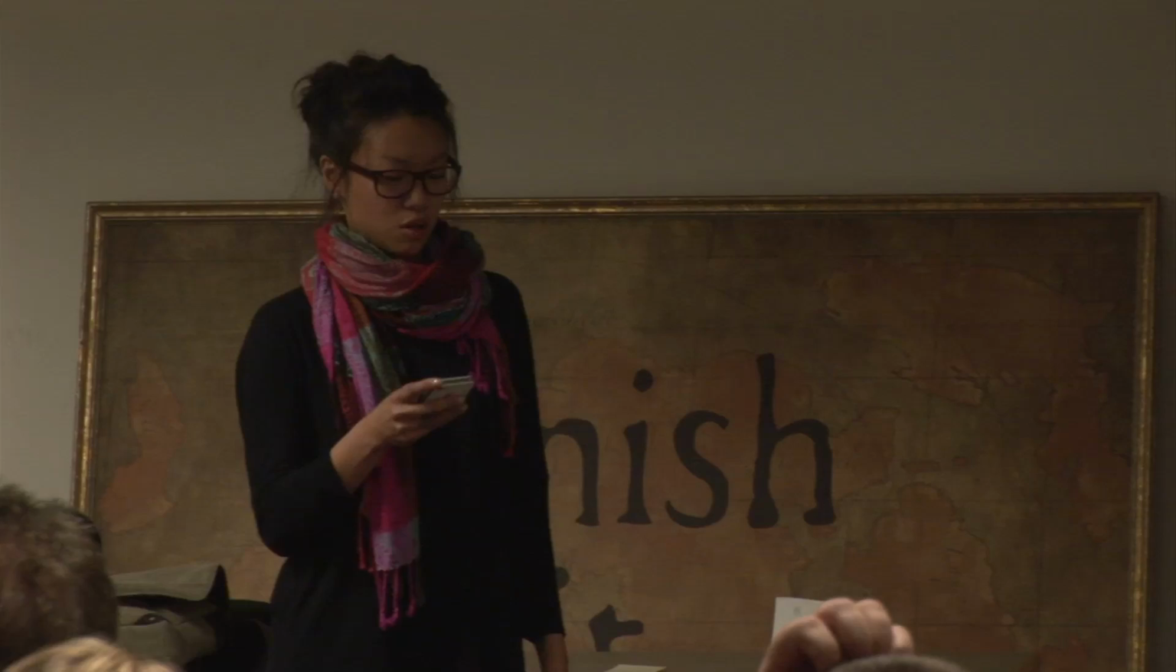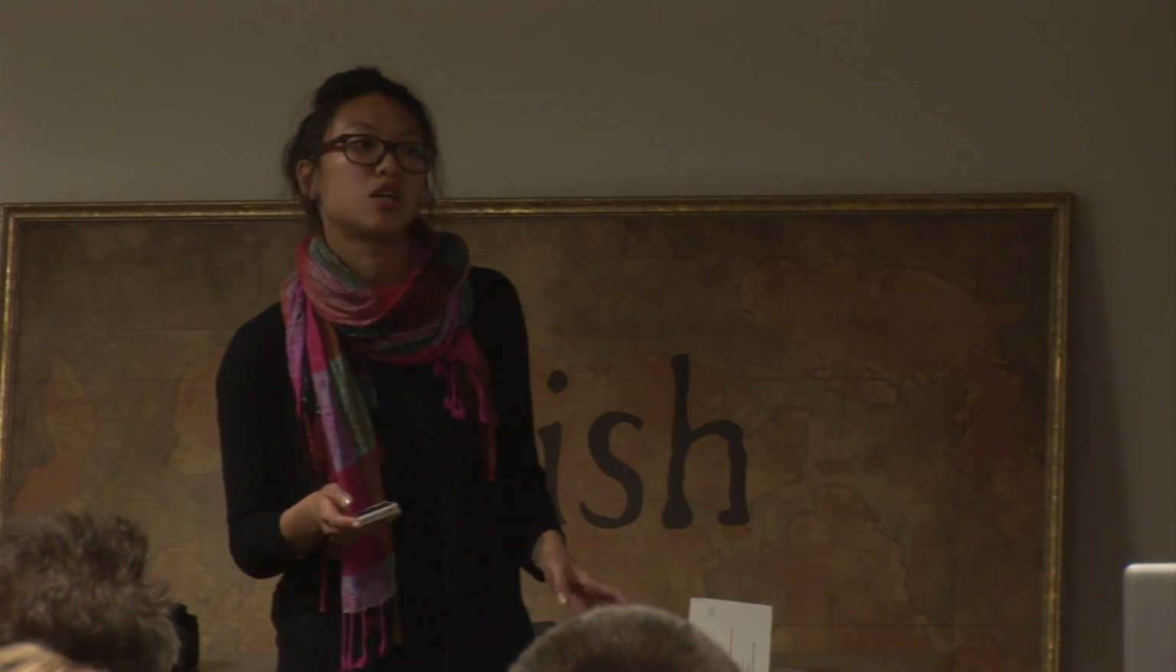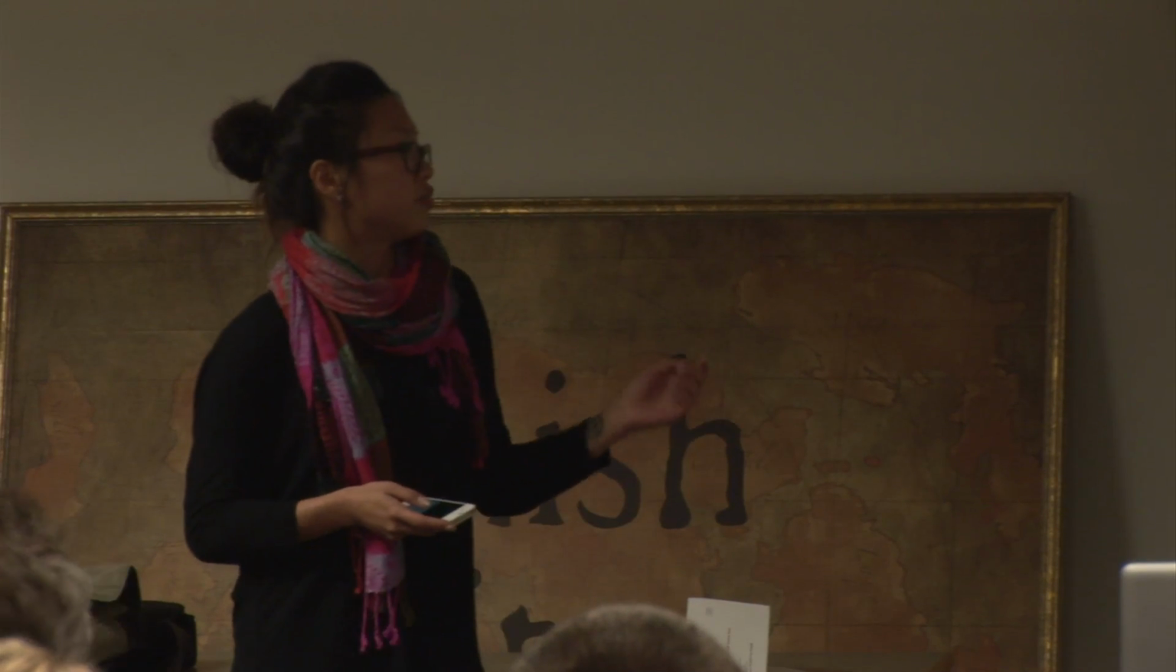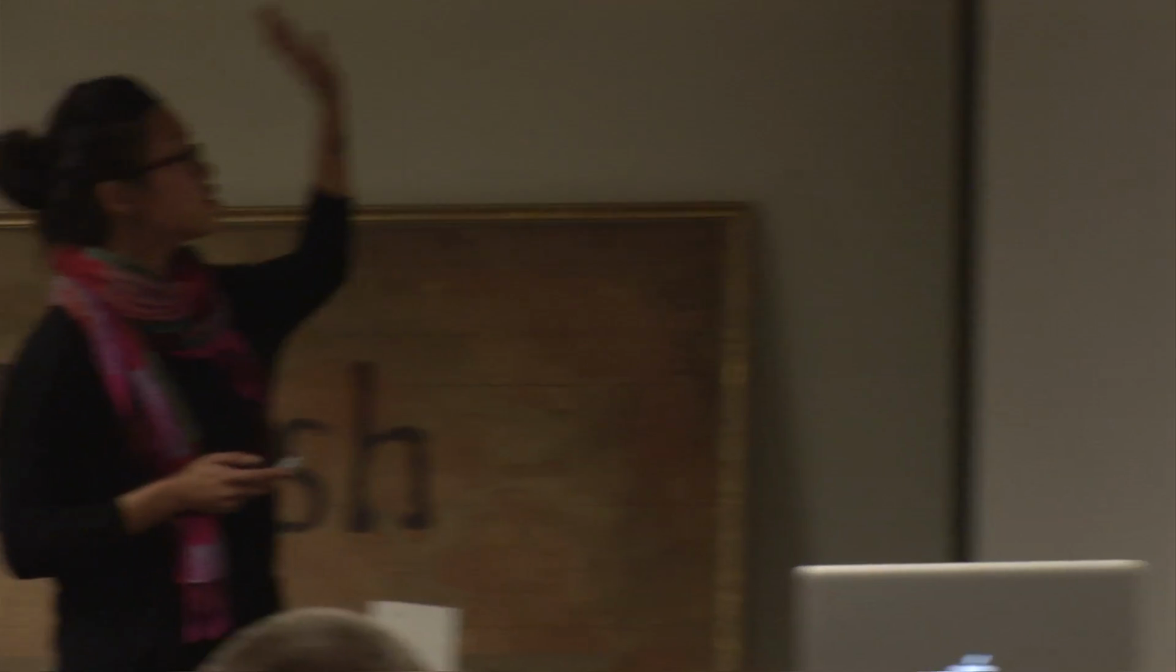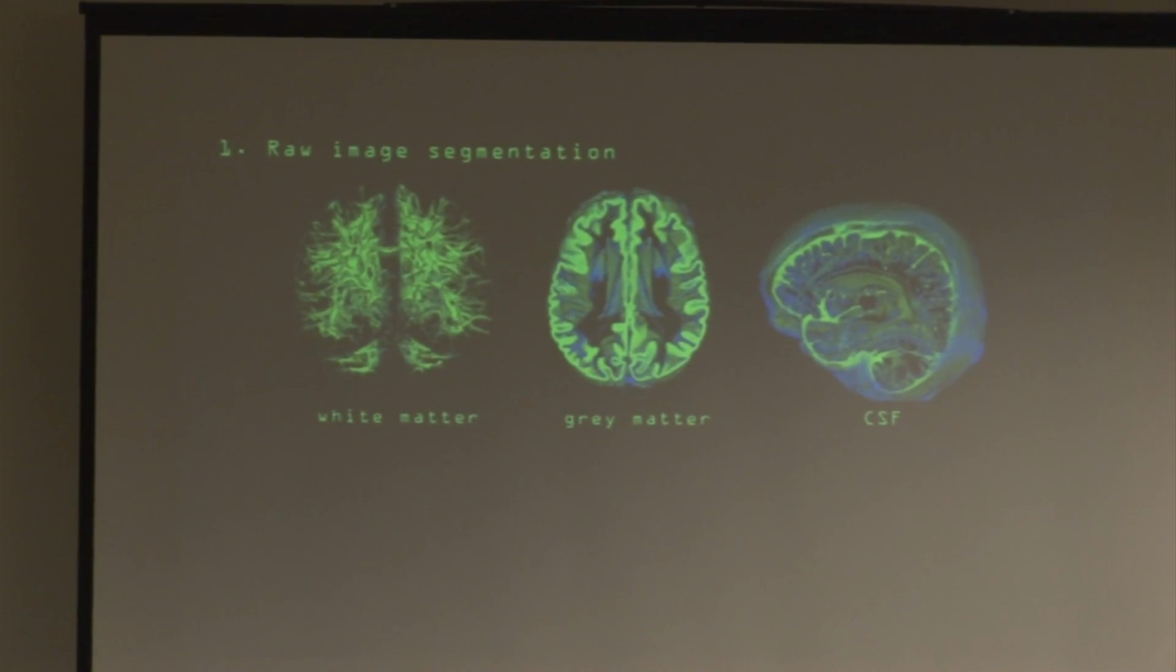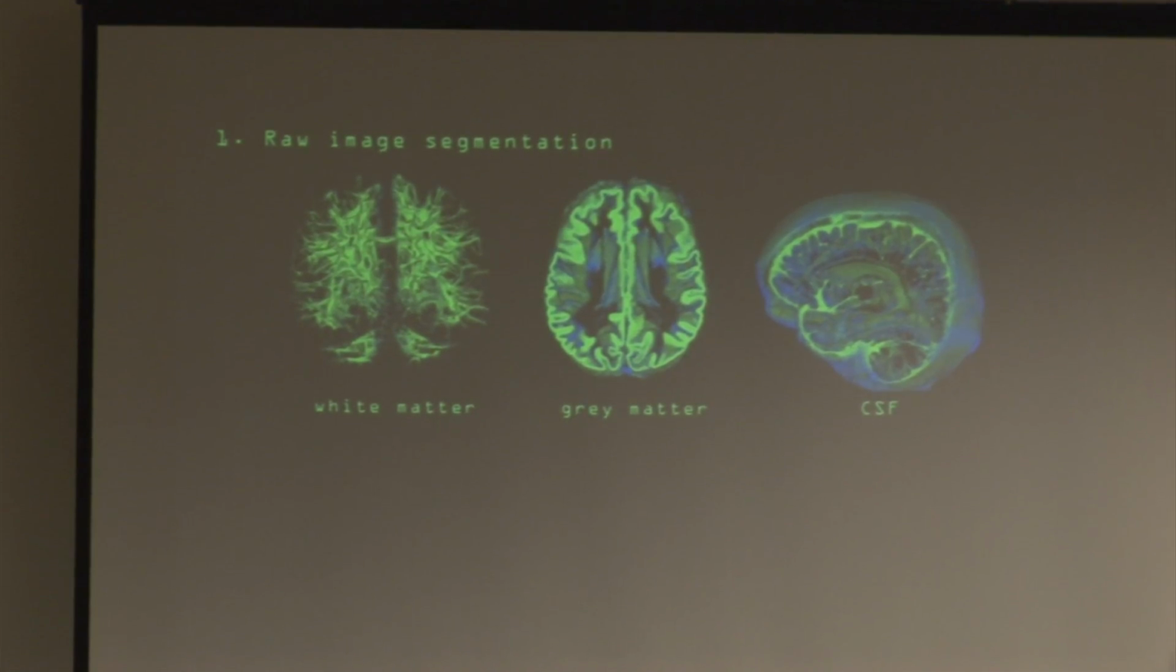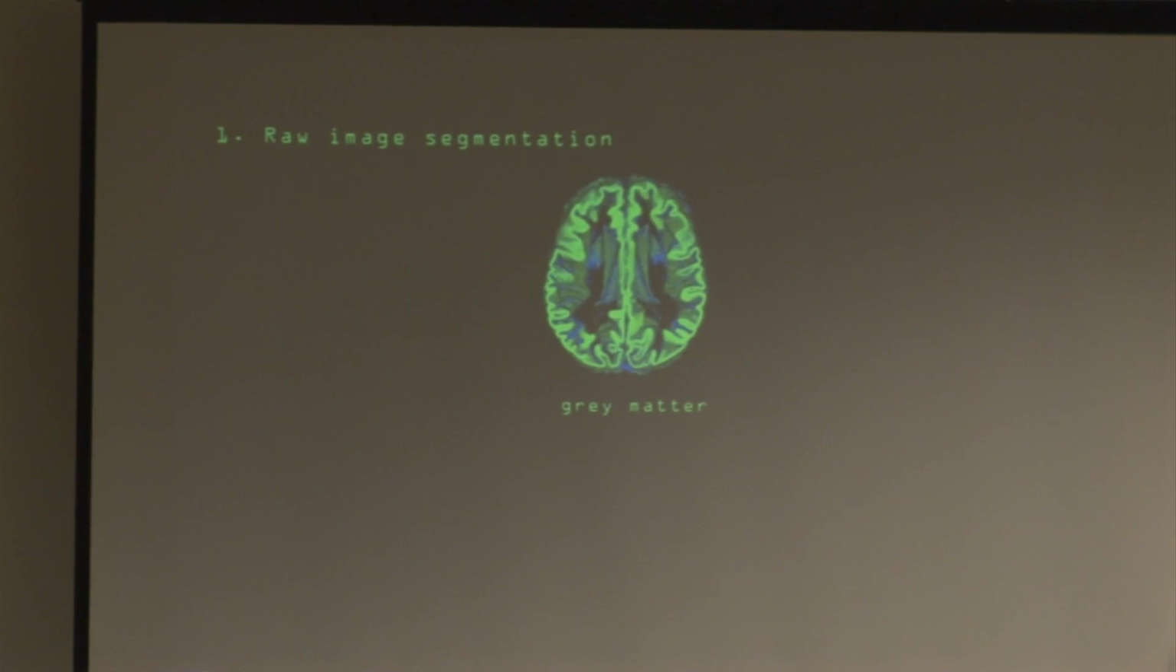And so here's roughly the algorithm or the protocol that we do with the raw image. First, you need to segment the data. A raw brain image contains a lot of information, right? It contains white matter density, gray matter density, and cerebrospinal fluid. So you need to separate it. And what we're interested in is gray matter, because that's where your brain cells are. And so we're only looking at that.